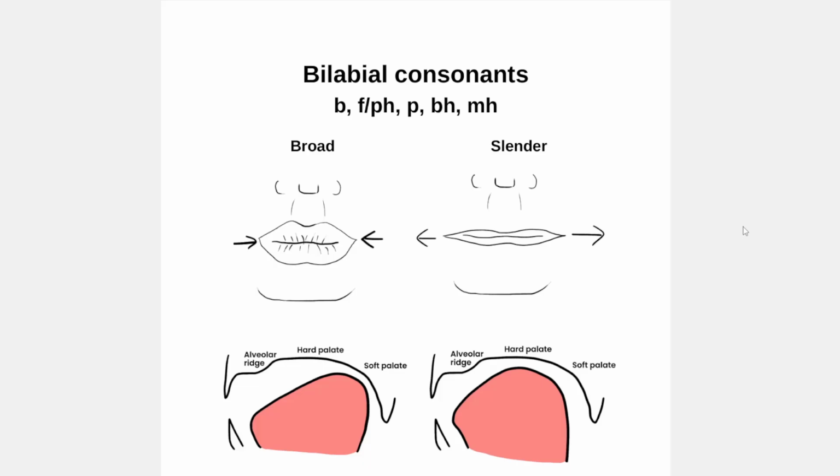So in broad bilabial consonants, as in B, P, F, and W, the lips are rounded, so they're drawn together, as in English when you pronounce W. It's that rounding of the lips, but at the same time, the back of the tongue is raised towards the soft palate.